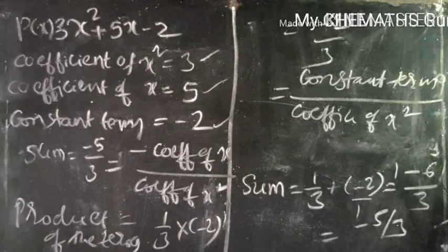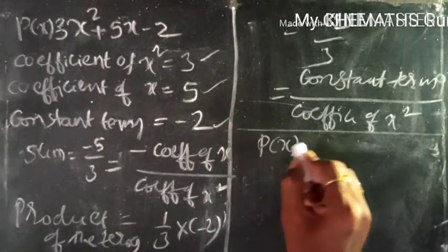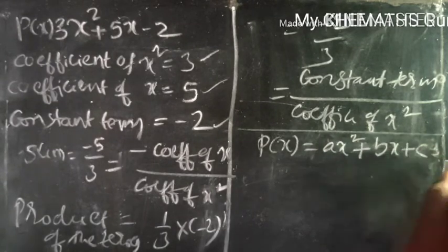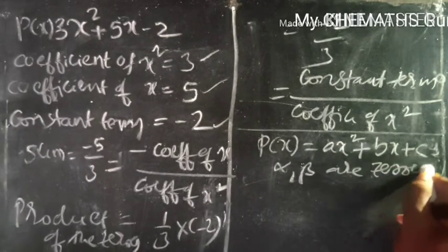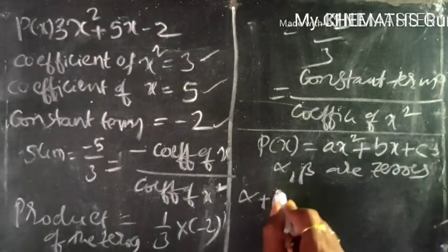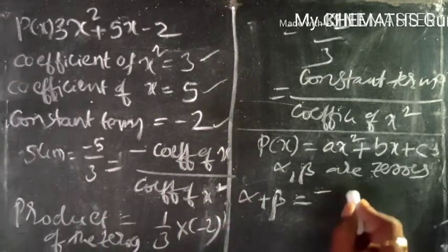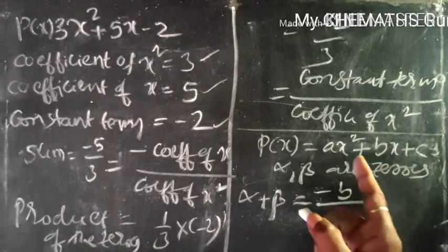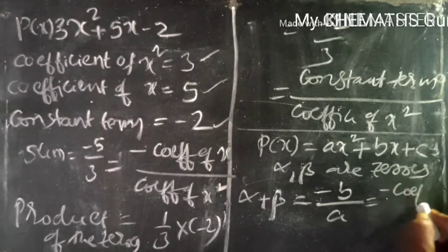Now can you conclude any formula? Here, see, consider a polynomial p of x, the general form of a quadratic polynomial, ax square plus bx plus c, and if alpha comma beta are the zeros of this polynomial, then the sum of the zeros, alpha plus beta, can be written as minus coefficient of x by coefficient of x square. What is the coefficient of x here? b. And the coefficient of x square? a. This is the formula: minus coefficient of x by coefficient of x square.